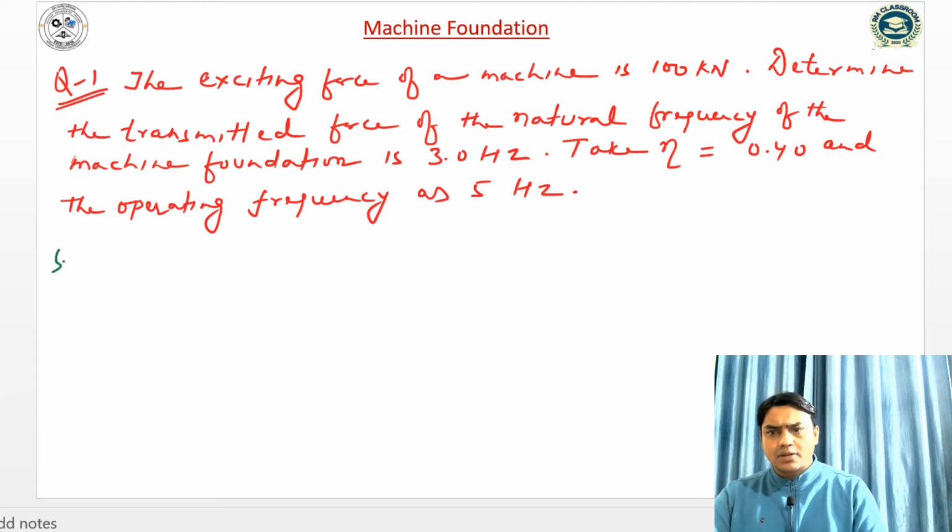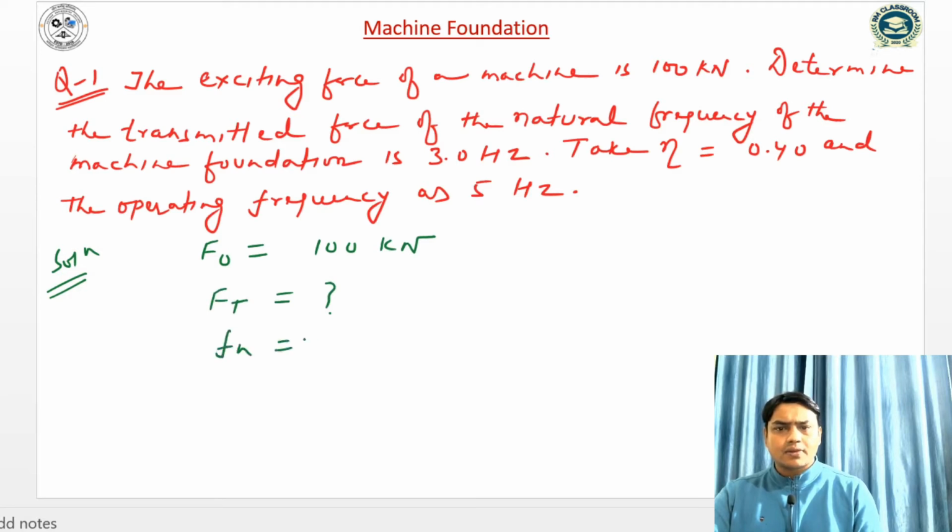So the first problem: the exciting force of the machine, or unbalanced force F0, is given, that is 100 kilonewton. Determine the transmitted force. We have to find the transmitted force where the natural frequency of the machine is 3 Hz, the operating frequency of the machine is 5 Hz and the damping ratio is given, that is 0.40.